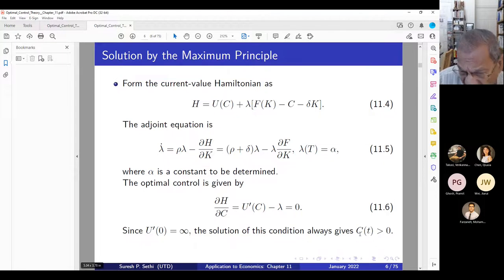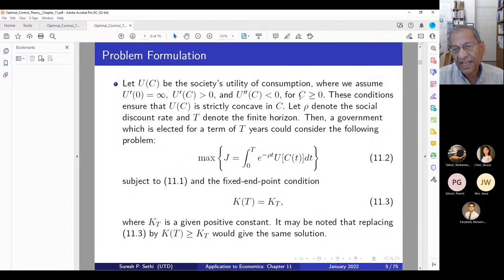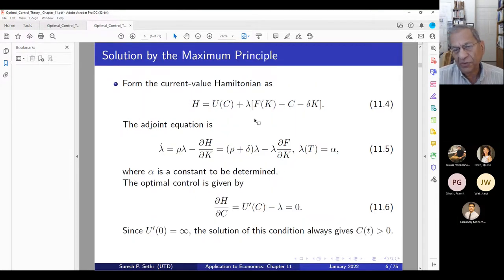And you can now see that if U prime of zero is infinity and lambda is not infinity, then C_T is strictly bigger than zero. So if you have this condition, C_T is strictly bigger than zero, you don't need to put the C bigger than or equal to zero condition as a constraint. You don't need the Lagrange multiplier. And so we can just use chapter two. Don't need chapter three or chapter four.